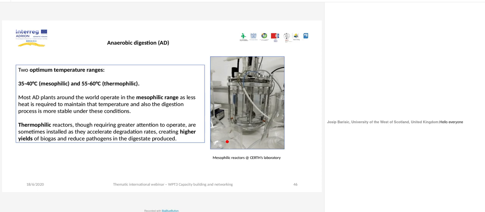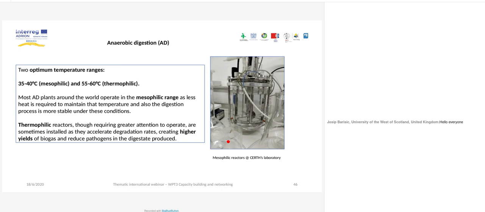There are 2 optimum temperature ranges, the mesophilic from 35 to 40 degrees Celsius, and the thermophilic, which is around 55 to 60 degrees Celsius. There are some significant differences between these 2 operating modes. Most AD plants around the world operate in the mesophilic range, as less heat is required to maintain the temperature, and also the digestion process is more stable under these conditions.